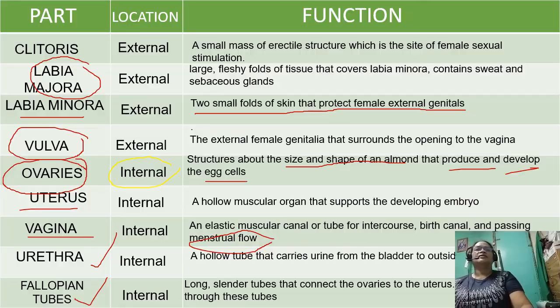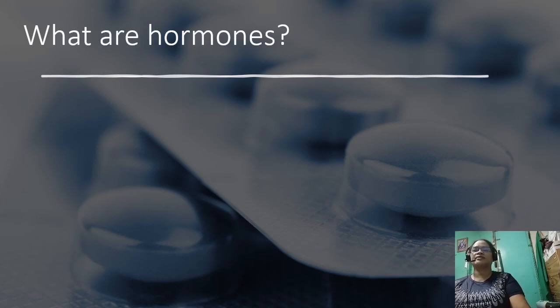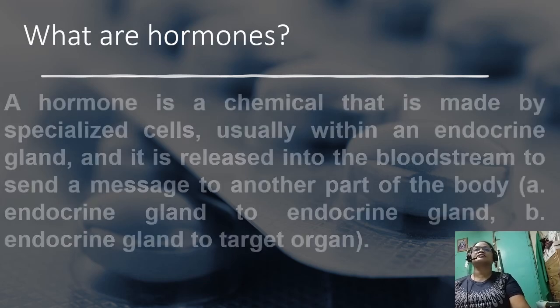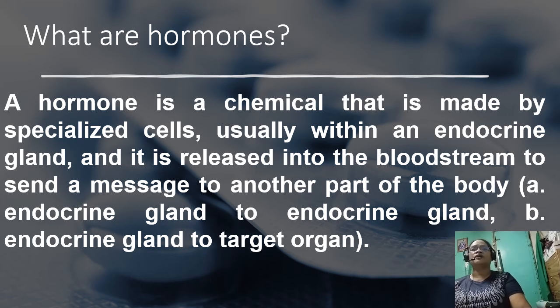Okay, so let's go to defining what hormones are so that we can answer our competencies. A hormone is a chemical that is made by specialized cells, usually within an endocrine gland, and it is released into the bloodstream to send a message to another part of the body. A, that is endocrine gland to endocrine gland. B, endocrine gland to the target organ.